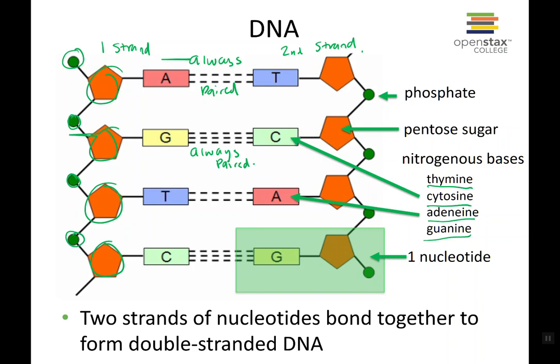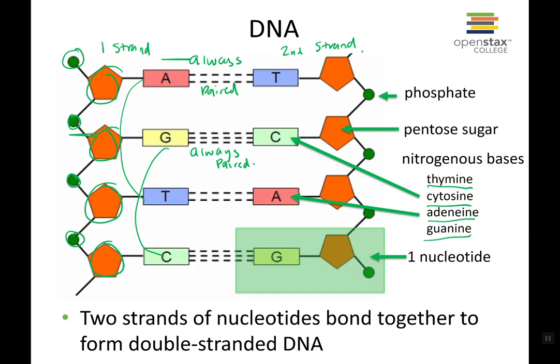Now, it doesn't really matter which side is which, so you can see that these two pairs have the same members, but they're flipped, and same with these two. But you'll never see a G with a T or a G with an A, and you'll never see a C with an A or a C with a G.